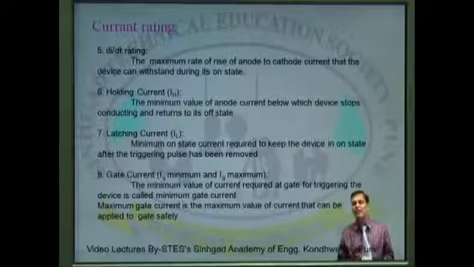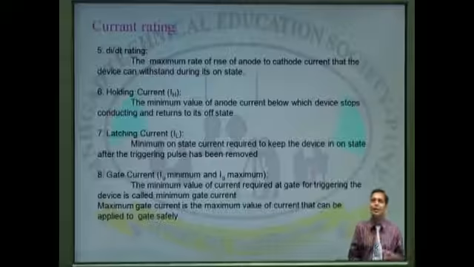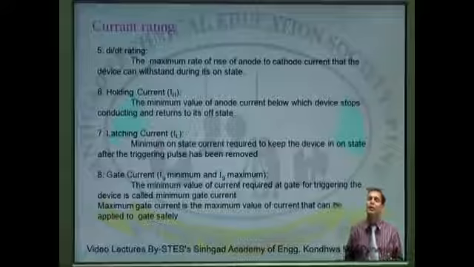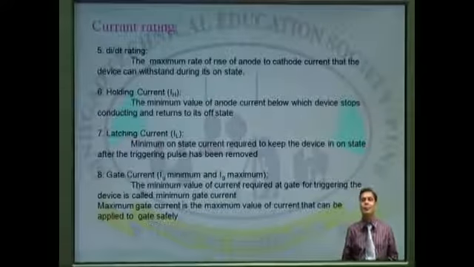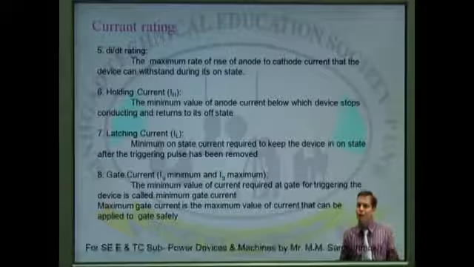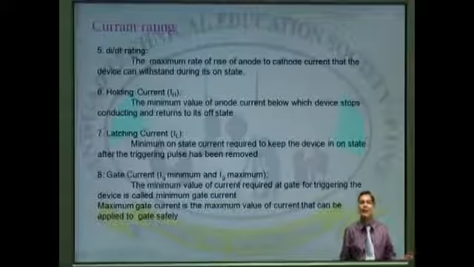Every manufacturer gives all these ratings, and we have to see that our device operates in the safe operating area and will not be damaged under any condition. So while designing circuitries using all these power devices or components, we have to take care of all these ratings mentioned, that is, voltage rating and current rating.